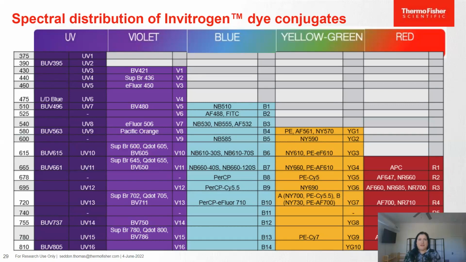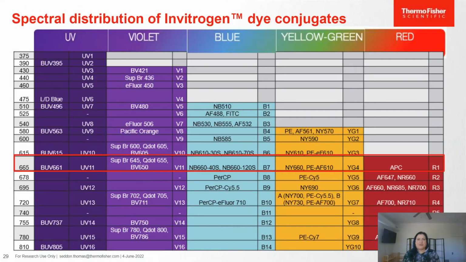And so what you can see here is just showing you the spectral distribution on Aurora. At left, you have the different wavelengths approximately that would be there. You have the different channels, and then the different fluors that would be primarily detected in those channels. And so this is one way to really look at what's happening.